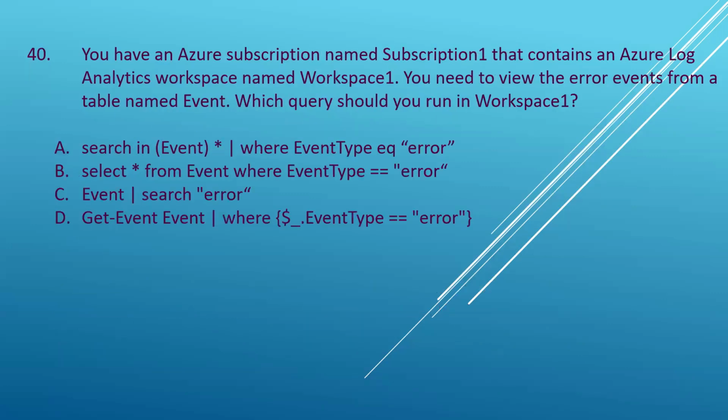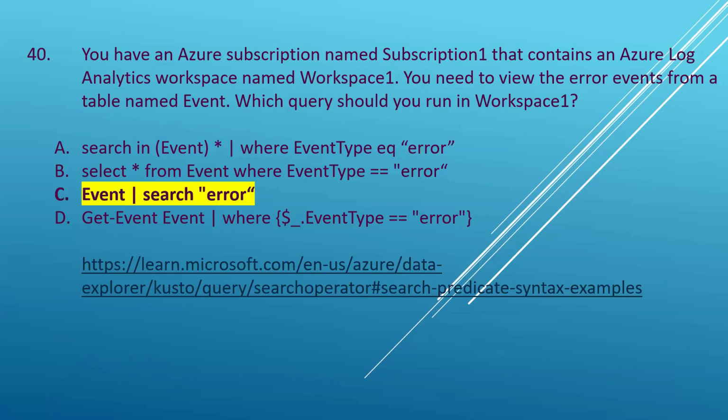Question number 40. You have an Azure subscription named Subscription 1 that contains an Azure Log Analytics workspace named Workspace 1. You need to view the error events from a table named Event. Which query should you run in Workspace 1? Your options are basically 4 different types of queries. And the correct answer is option C.